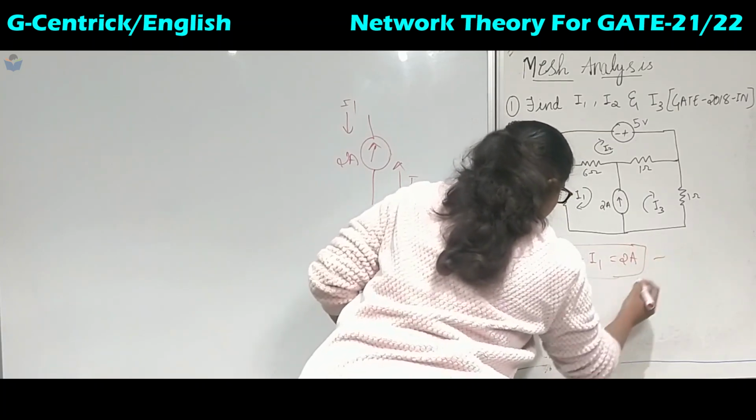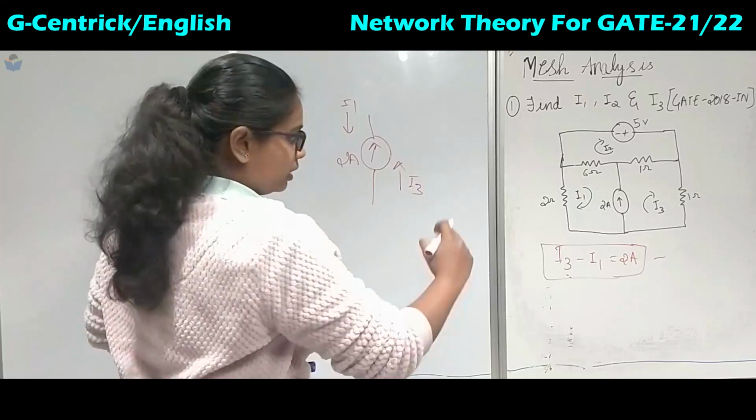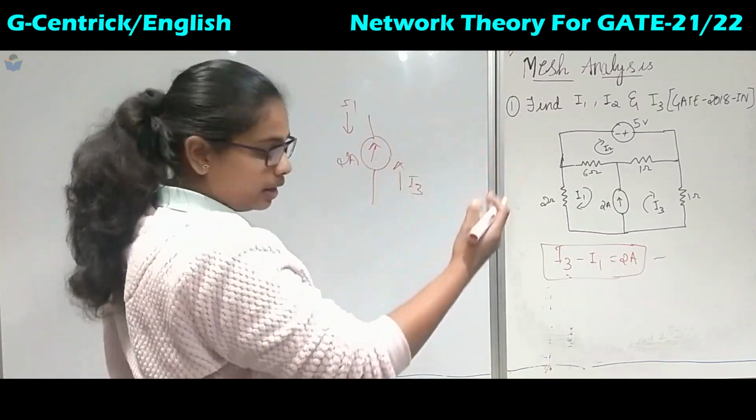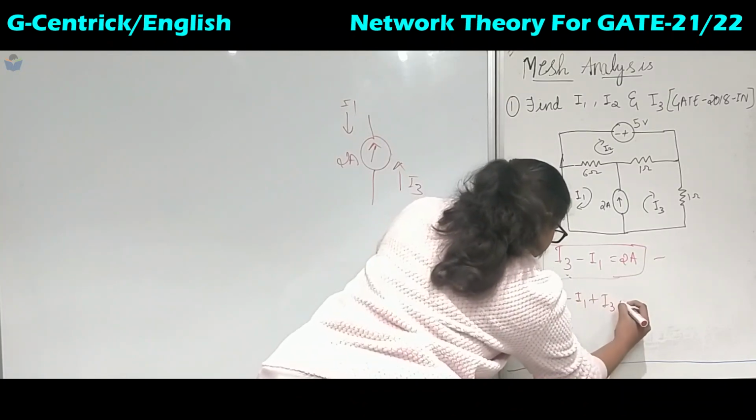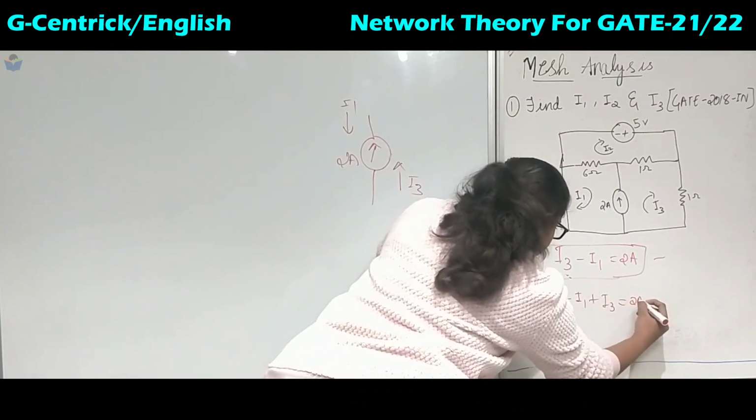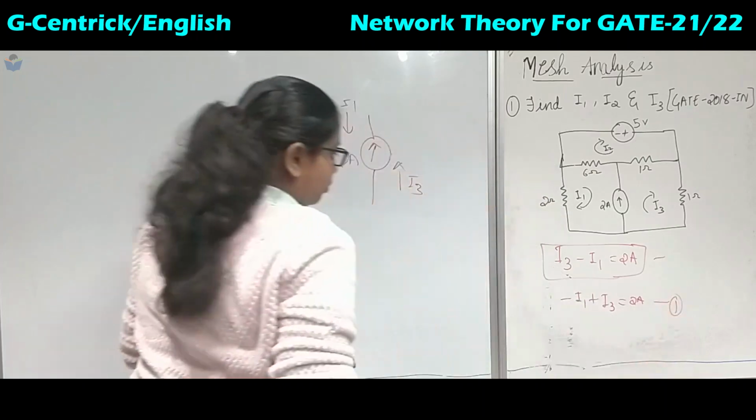This is equation 1, but we will rearrange it in terms of I1, I2 and I3. So this is nothing but minus I1 plus I3 equal to 2 amperes. This is equation number 1.